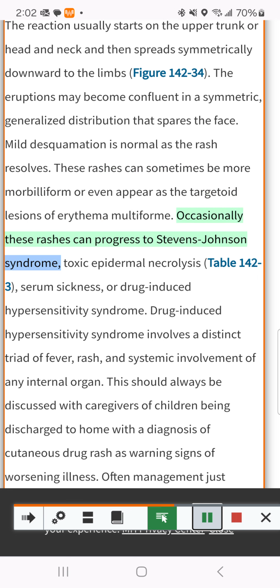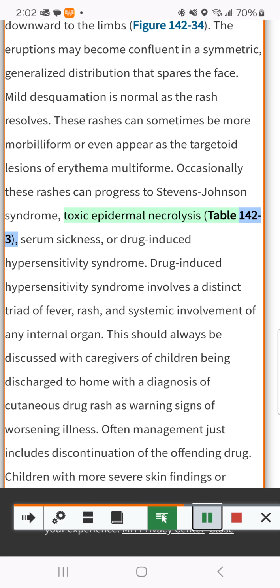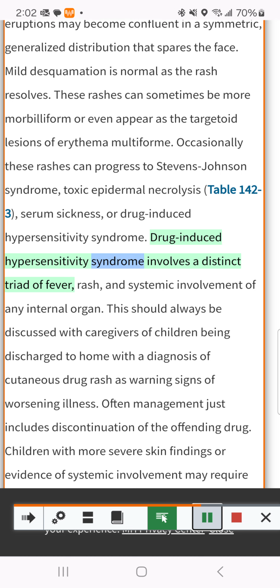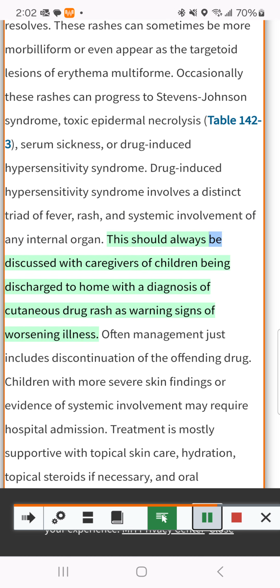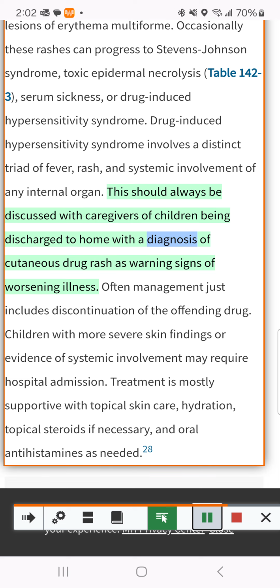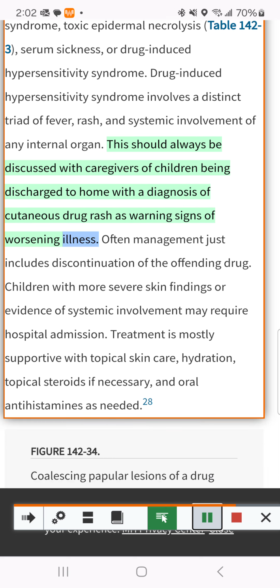Occasionally these rashes can progress to Stevens-Johnson syndrome, toxic epidermal necrolysis, table 142-3, serum sickness, or drug-induced hypersensitivity syndrome. Drug-induced hypersensitivity syndrome involves a distinct triad of fever, rash, and systemic involvement of any internal organ. This should always be discussed with caregivers of children being discharged to home with a diagnosis of cutaneous drug rash as warning signs of worsening illness.